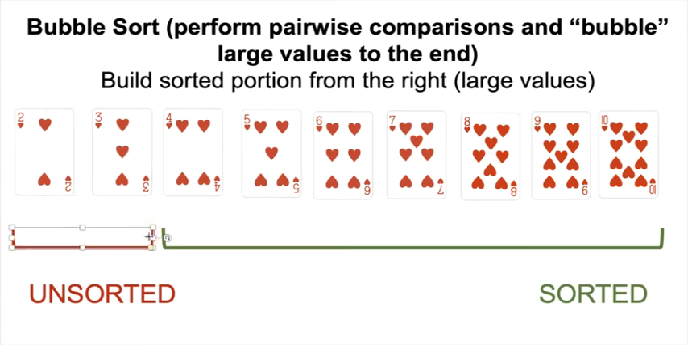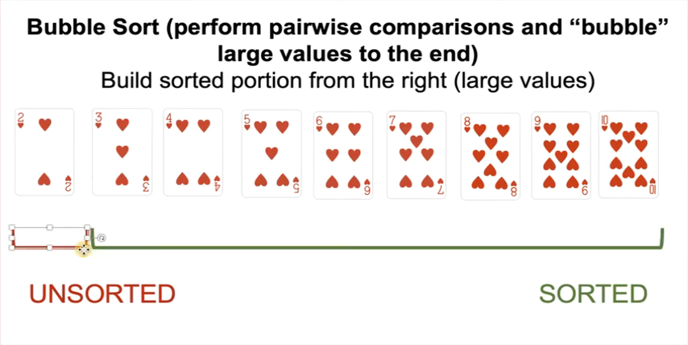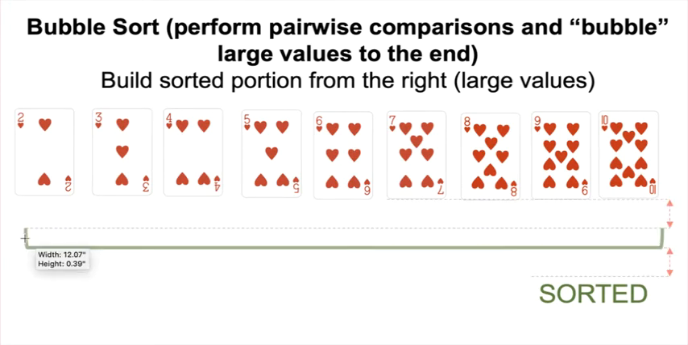2 greater than 3? No. Shrink and grow. And in fact, I don't have to do any more comparisons because I know this has to be the smallest element, which means my array is now sorted and bubble sort is done.